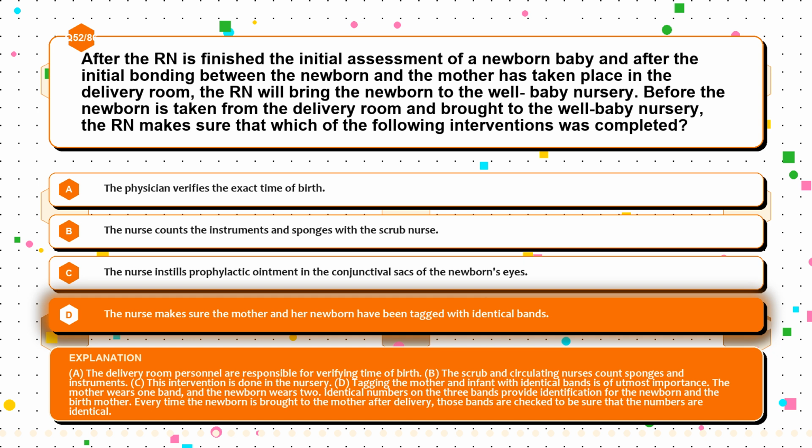The mother wears 1 band, and the newborn wears 2. Identical numbers on the 3 bands provide identification for the newborn and the birth mother. Every time the newborn is brought to the mother after delivery, those bands are checked to be sure that the numbers are identical.